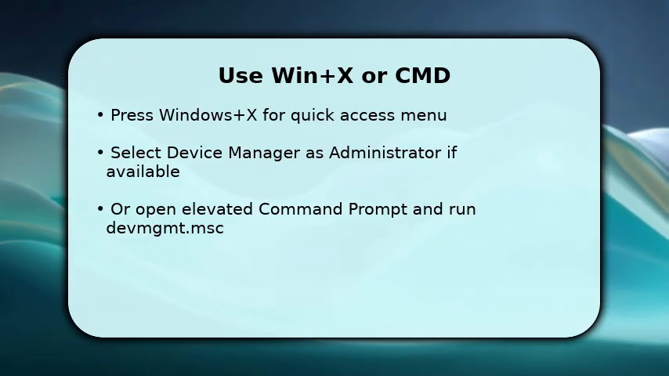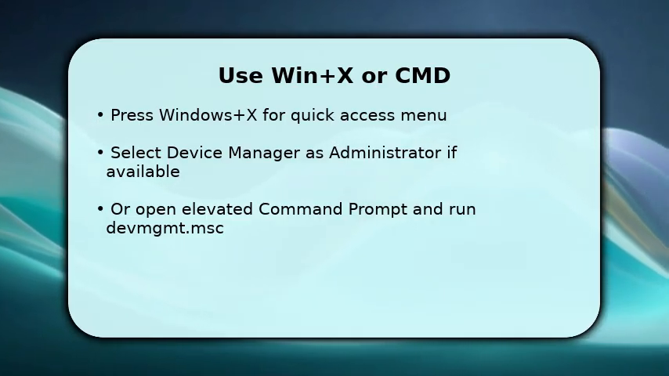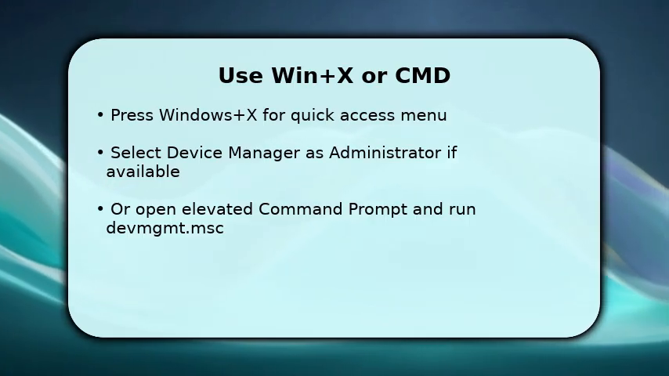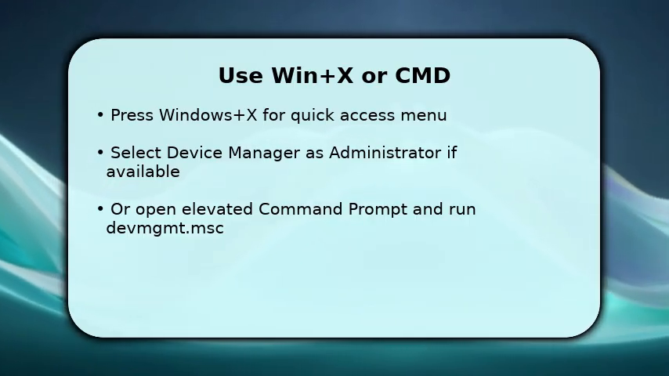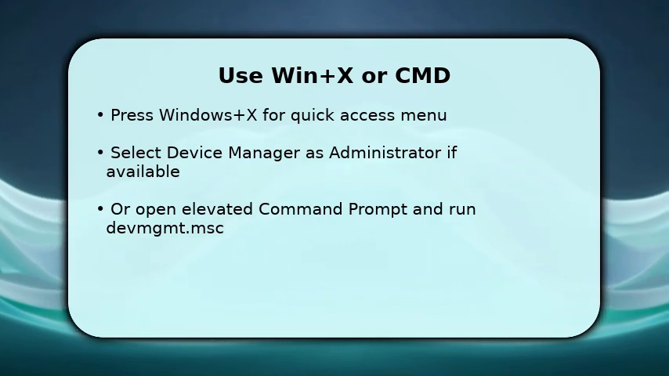To do that, type CMD in Start, choose Run as Administrator, then enter devmgmt.msc and press Enter. This method forces Device Manager to run with admin rights. Use it when search context menus don't show elevation or when scripting the step.